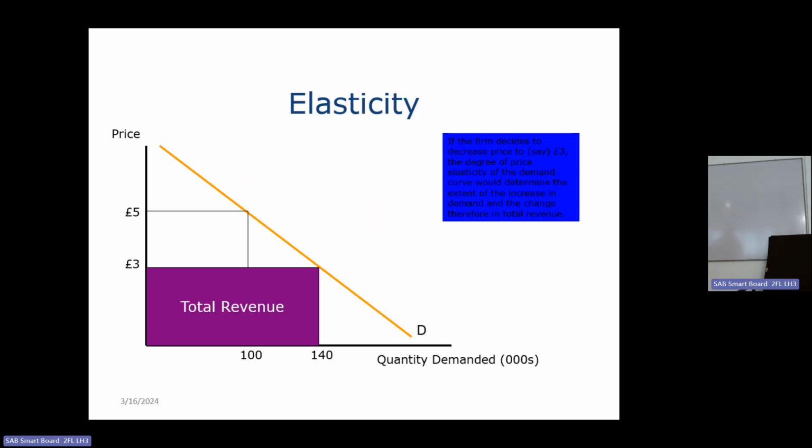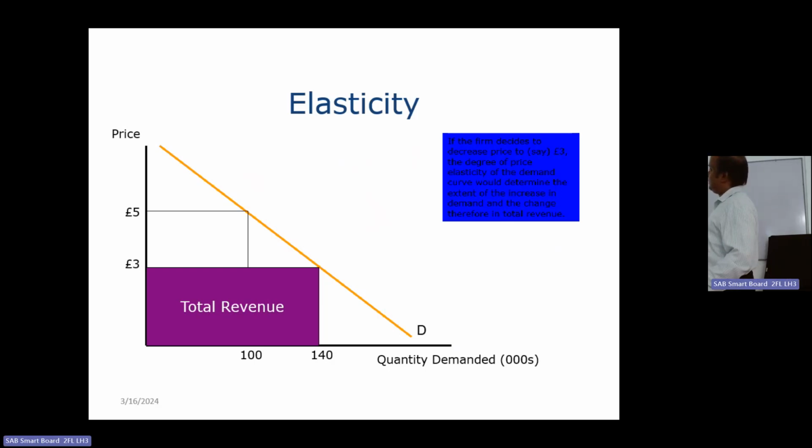If there is a decline in the price from 5 to 3, what happens? Quantity demanded increases up to 140. Then 3 times 140 is 420, which is greater than 500 in percentage terms of change. So here we have the elastic type of demand.